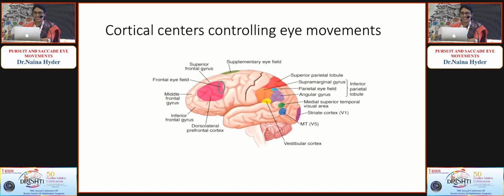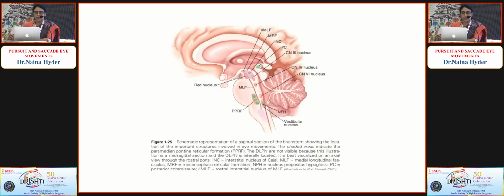The cortical centers controlling the eye movements, you can see there are many, but the frontal eye field stands out as the hero number one. And you can see the parietal eye field, the medial supratemporal visual area, the striate cortex. So these are the important cortical areas which control eye movements. Another area is the brainstem, with the PPRF, the MLF, the vestibular nucleus, and the cranial nerves, the sixth, third, and fourth, which are linked in the midbrain. The MLF, we'll be coming into it.